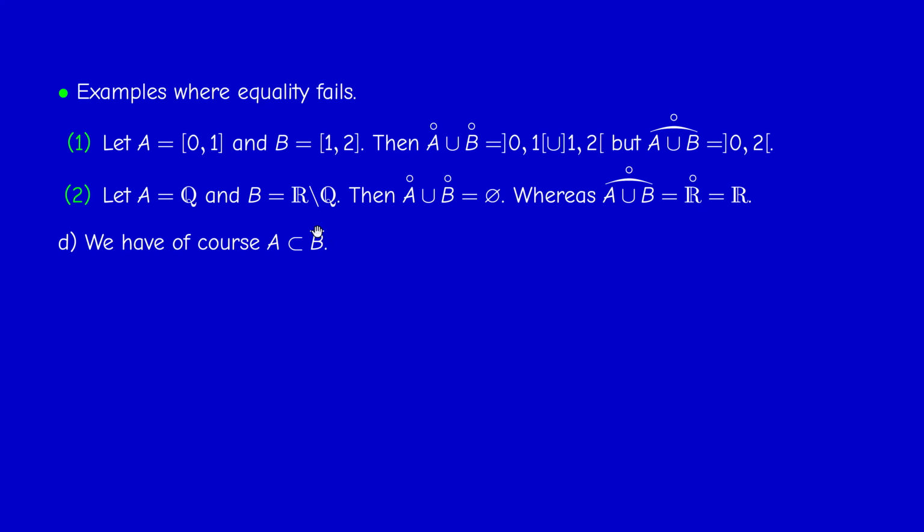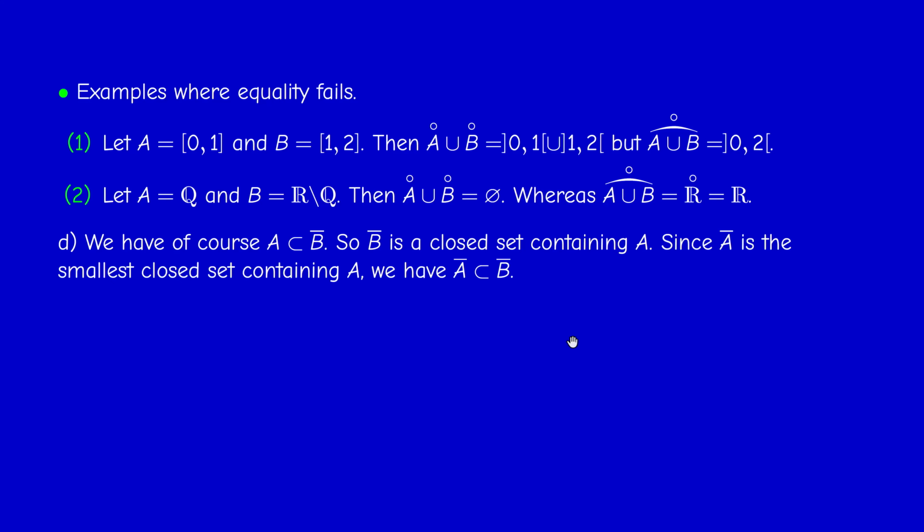So what do we have? We have a closed set. This is a closed set containing A. But by definition, A bar is the smallest closed set containing A, and therefore it must be contained in B bar. So trivial.